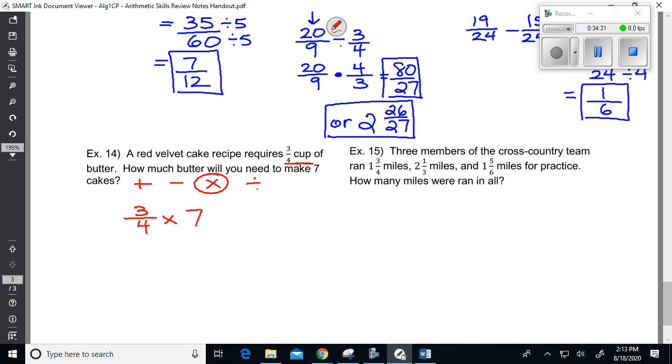If we were dividing, then that means we made all the cakes already, and that's how much butter was used. And then we would be trying to find how much butter is in each cake. So that's the difference between the 2. Before we start multiplying, what do you have to do to the 7? Make it a fraction. 3/4 times 7 over 1. Easiest way to make something a fraction, put it over 1.